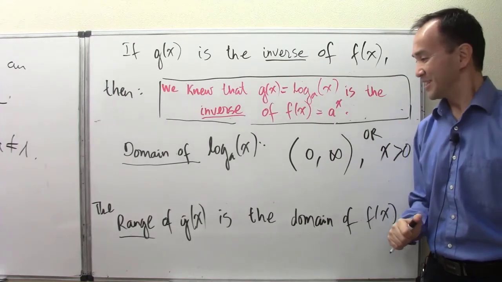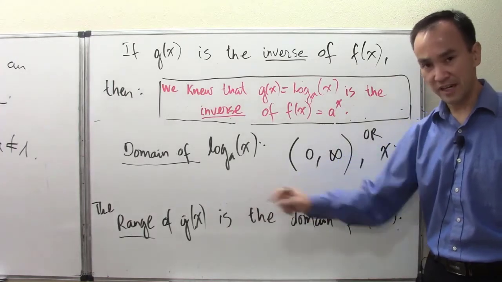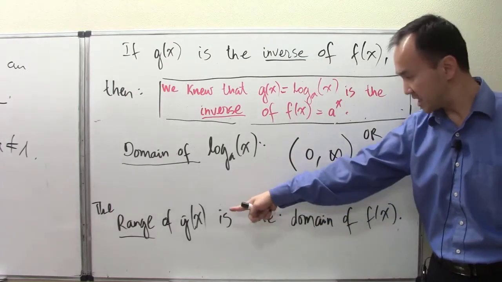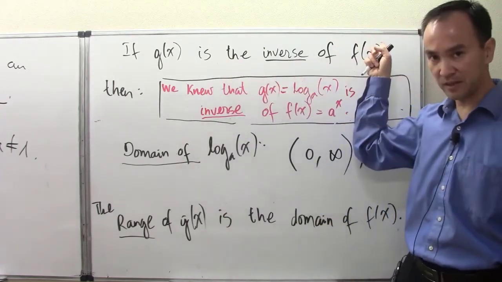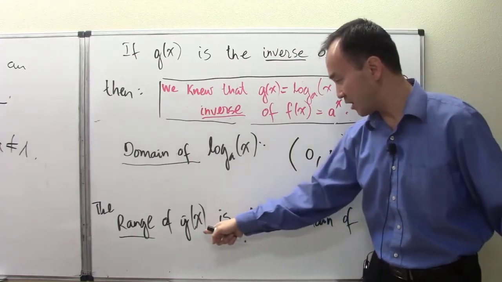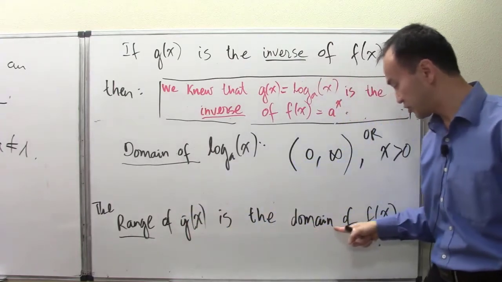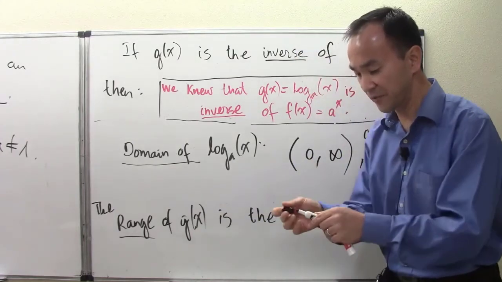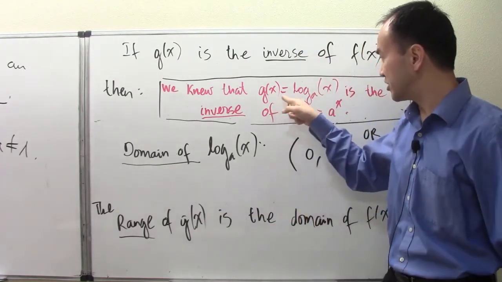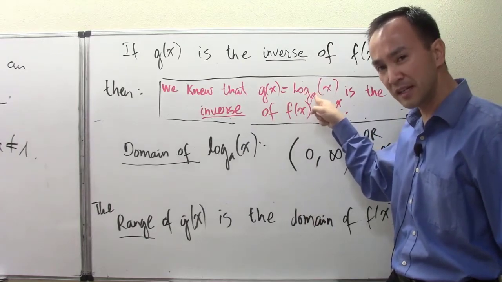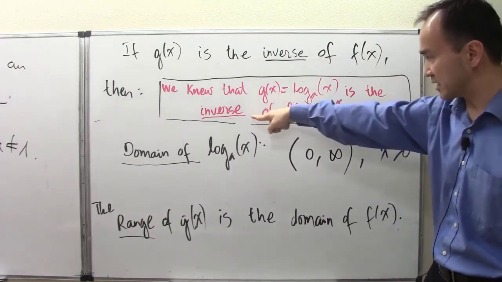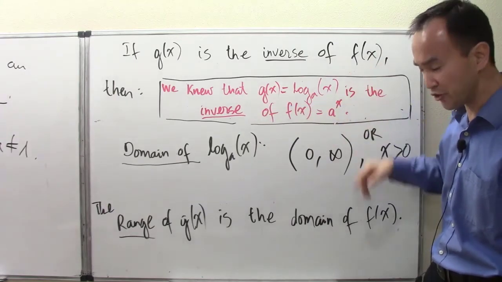Okay, so now what about the range of g of x? The range of g of x here, generally speaking, being in the role of the inverse of some f of x, has to be the domain of f of x. So that means in our understanding specifically, we're looking at g of x being the logarithm base a of x, the logarithmic function of x, and we know that it's the inverse of a to the x, the exponential function.